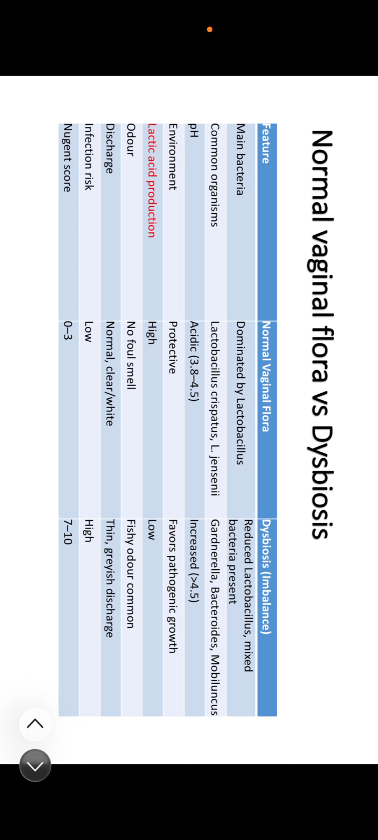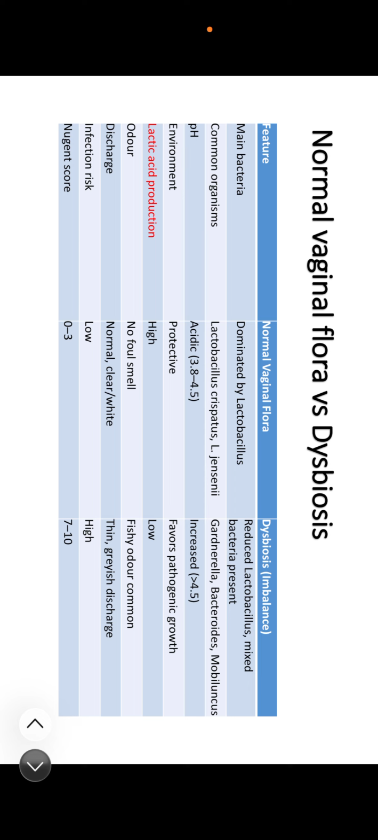The common species of lactobacillus seen in the normal vaginal flora are Lactobacillus crispatus and Lactobacillus jensenii. Because lactobacillus ferments sugar to lactic acid, that leads to the acidic pH of the normal vaginal flora, so we will encounter a pH of 3.5 to 4.5. But in case of dysbiosis, that is disruption of the normal flora, the pH will be higher, more than 4.5, which is a diagnostic criterion used in Amsel's criteria as well for bacterial vaginosis.